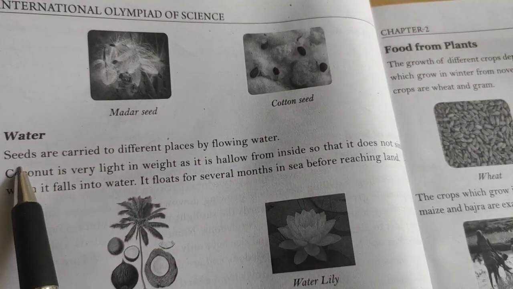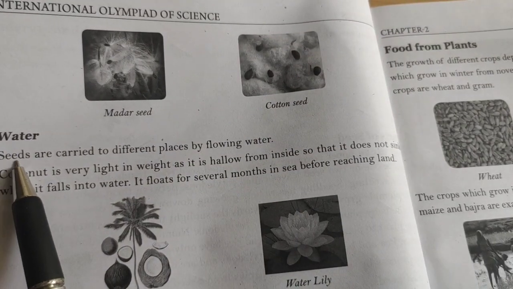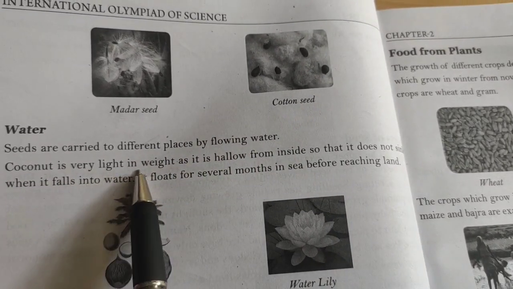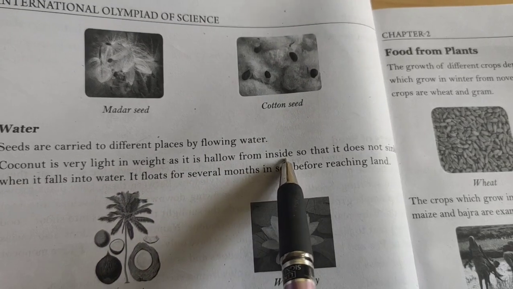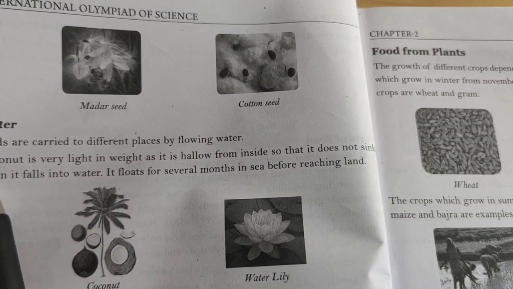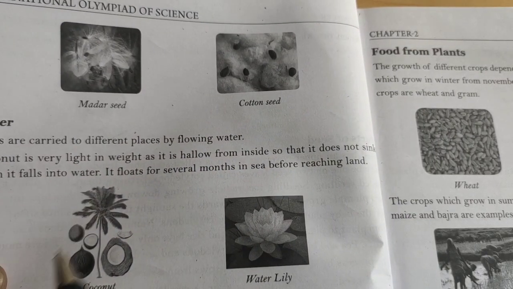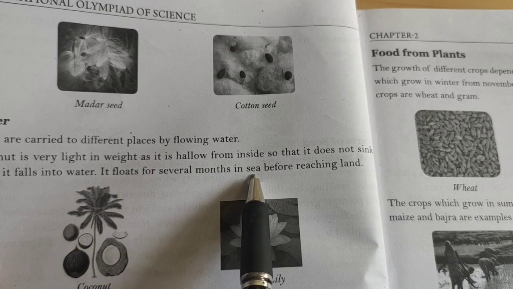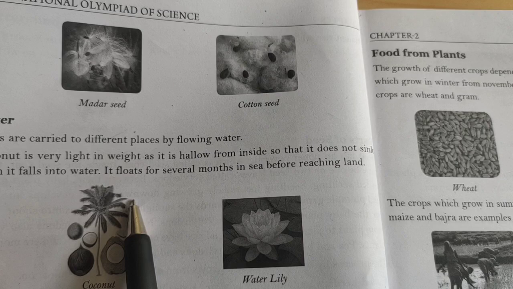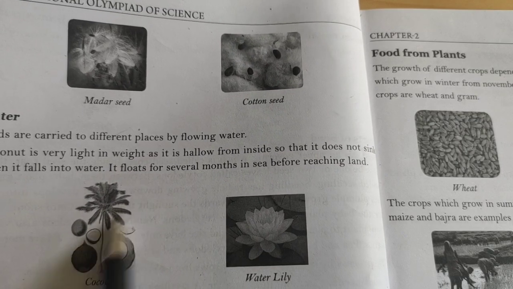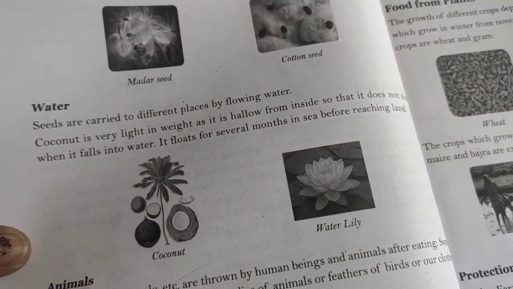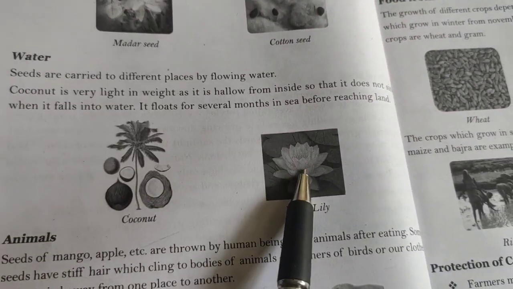Next, water. How are the seeds dispersed through water? Seeds are carried to different places by the flowing water. Coconut is very light in weight as it is hollow from inside, so that it does not sink when it falls in water. It floats for several months in the sea before reaching the land. Examples for the dispersal of seeds through water are coconut and water lily.